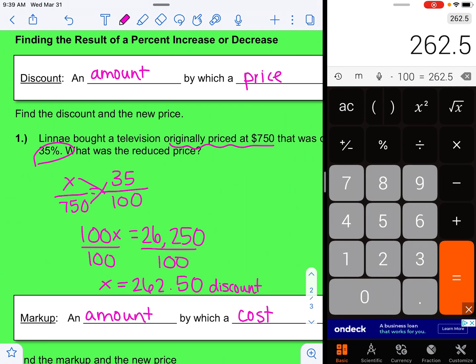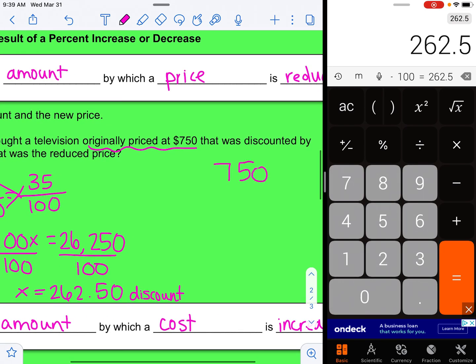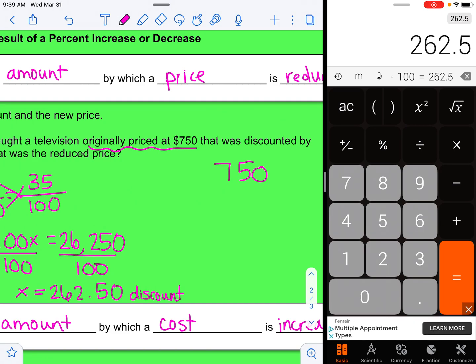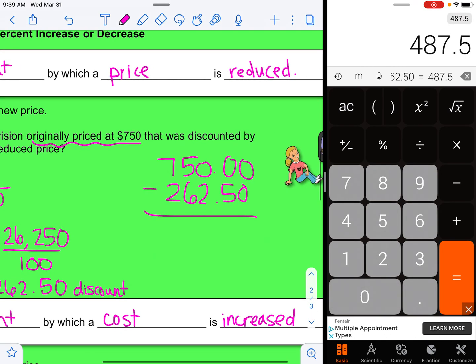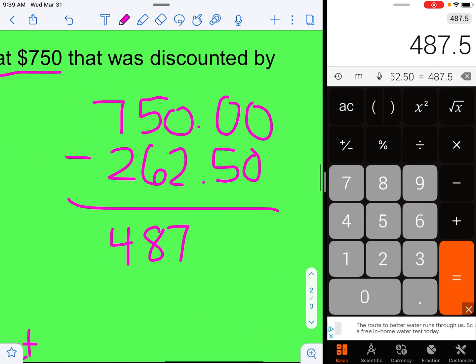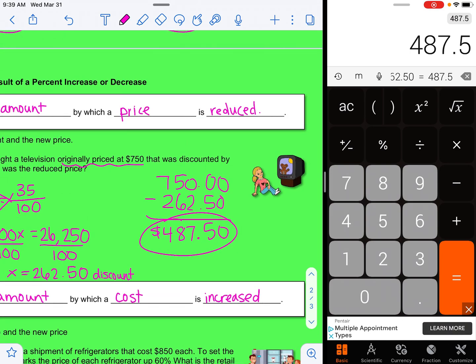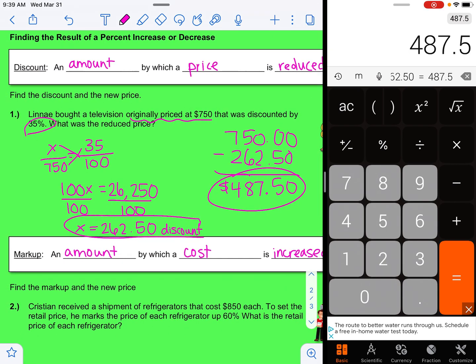Now we need to figure out how much she's actually paying for the TV. So if it's originally $750, we are going to subtract how much she's getting off. We're taking 750 minus 262.50, and we get 487.50. So Lene is actually paying $487.50. We needed two answers, so I'm going to circle both. We needed our discount and the new price.